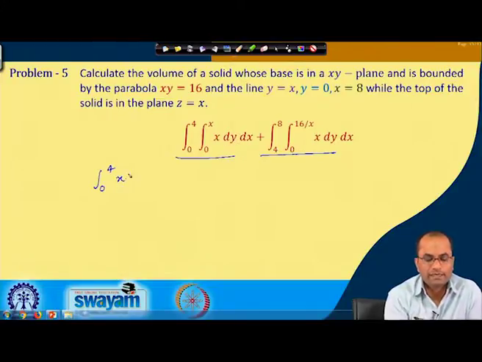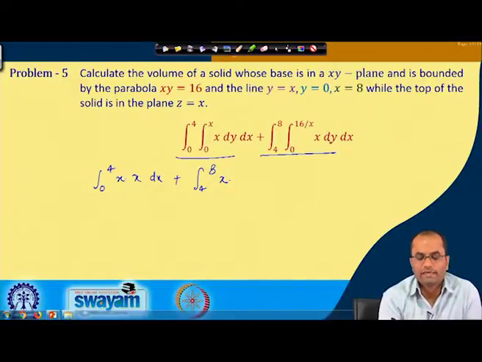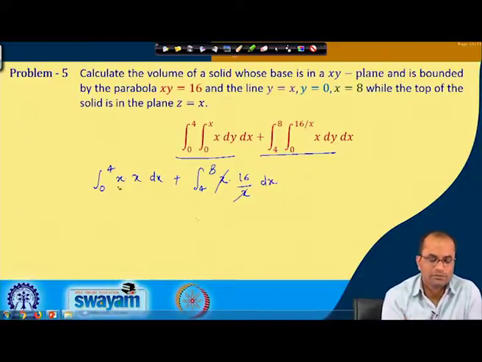So, x remains as it is, and with respect to y we will get x there. So, we have dx, here from 4 to 8, and then this x and again y there. The upper limit will give us 16 by x, minus this 0, dx. So, these are the two integrals.